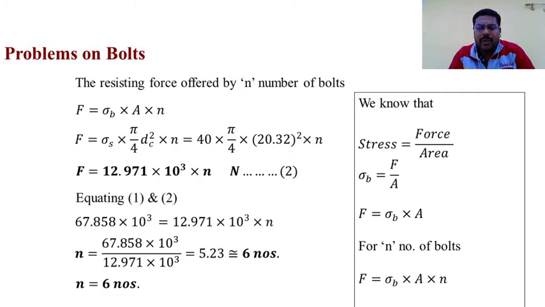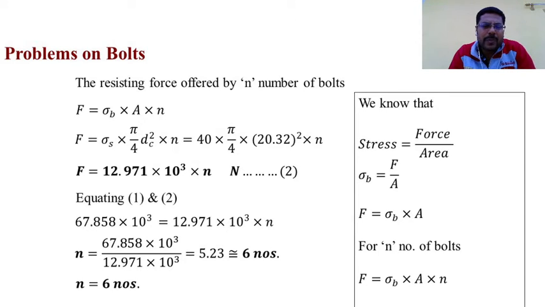So here we can find only the number of bolts. Therefore F is equal to sigma B into area into n. Therefore F is equal to sigma S into pi by 4 Dc square into n. Sigma S or sigma B, both are the same, the bolt stress.